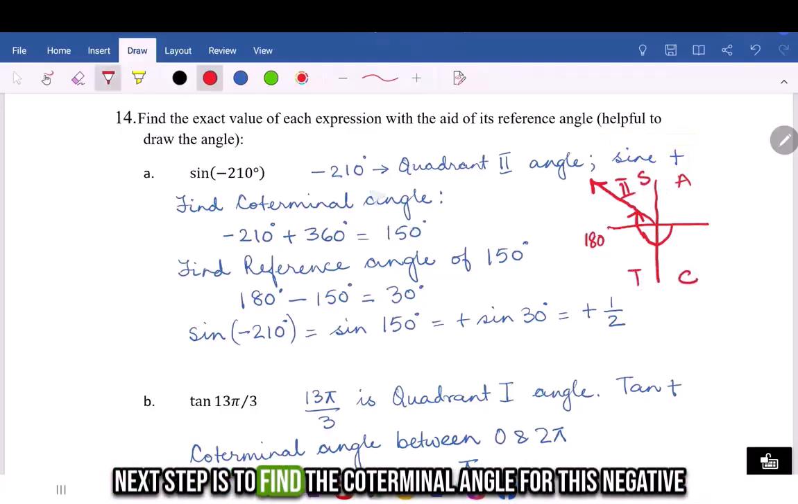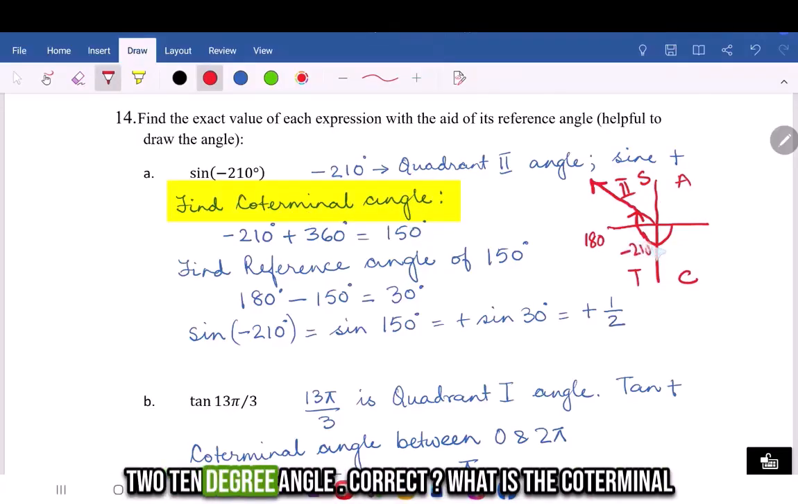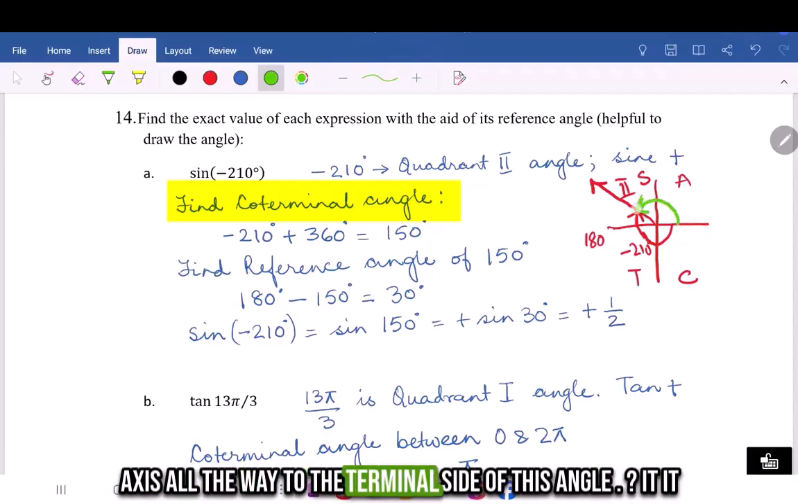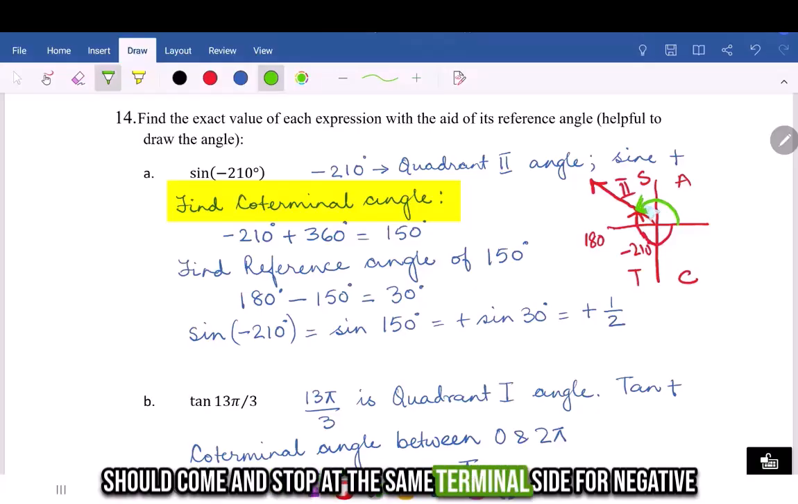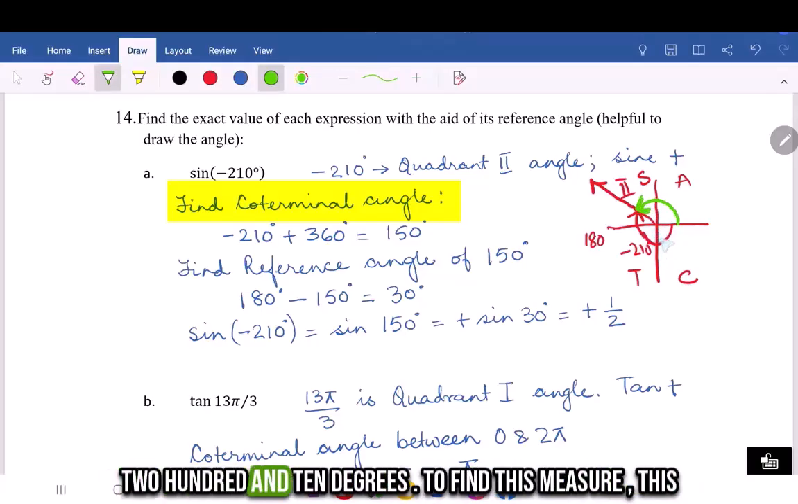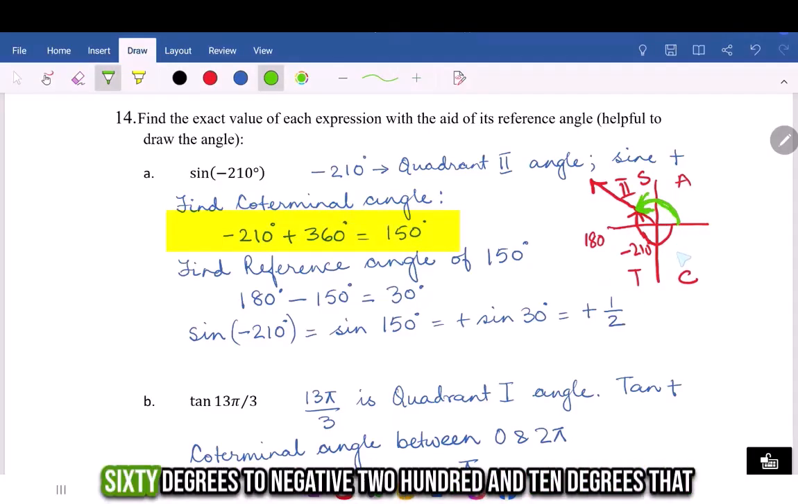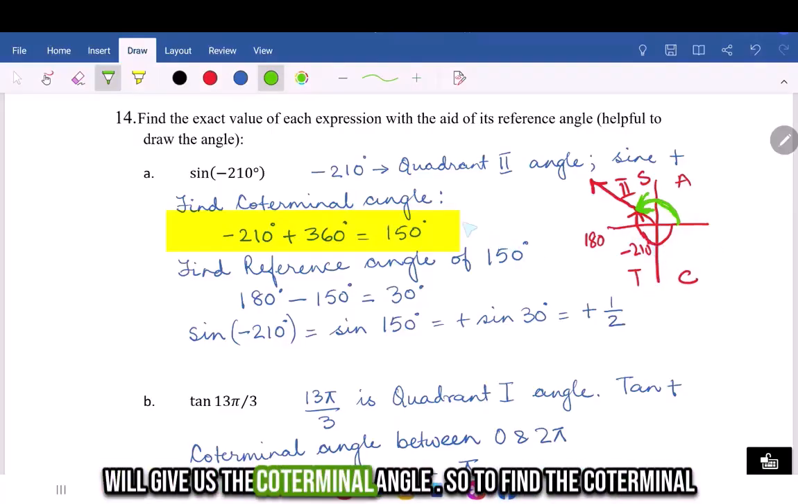The next step is to find the coterminal angle for this negative 210 degree angle, correct? What is the coterminal angle? It's going to be the positive angle from the positive x-axis all the way to the terminal side of this angle. It should come and stop at the same terminal side for negative 210 degrees. To find this measure, this green angle, the formula is just add 360 degrees to negative 210 degrees. That will give us the coterminal angle.